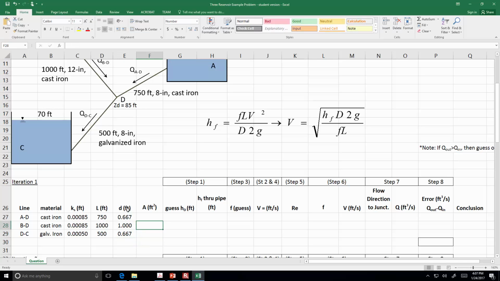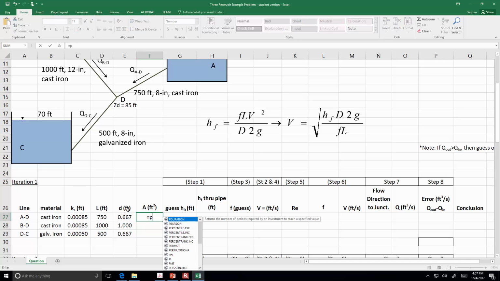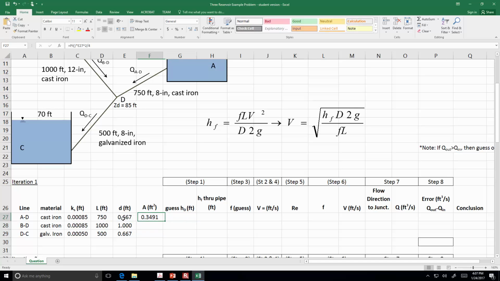Okay. We can calculate the cross-sectional area. We all know that formula by now. Pi times d squared divided by 4. Okay. And we can apply the formula down.